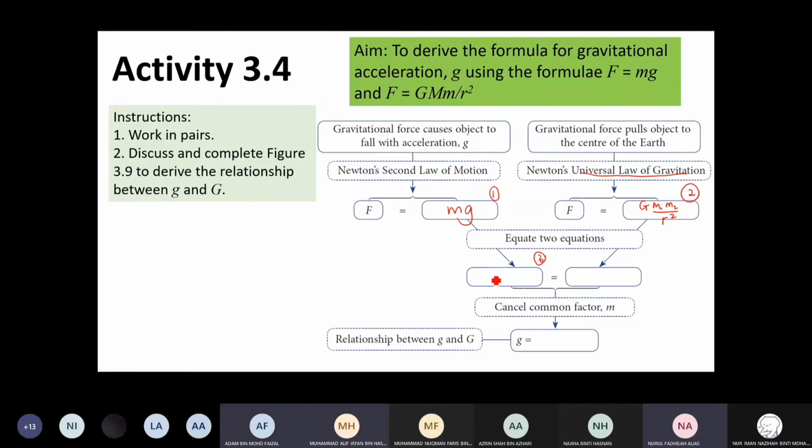F equal to Gm over R squared. mg. Kita like mg je lah. Dia kata equate the two equations. So this one mg, anak panah ni letak kat sini. Okay, and then this one? G M1 M2 over R squared. Okay, and then cancel common factor. Kita ambil salah satu tu sebagai M lah, katalah ni M1 juga.